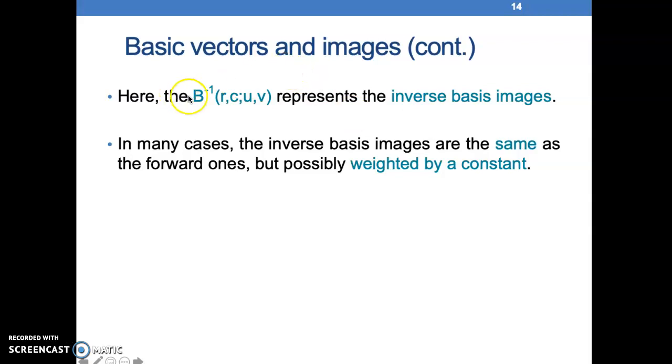where B^-1(r,c,u,v) represents the inverse basis images. So in many cases, the inverse process will use the same basis image as the forward one. That means you will use the same basis image while you do the projection, and you will get the inverse image.